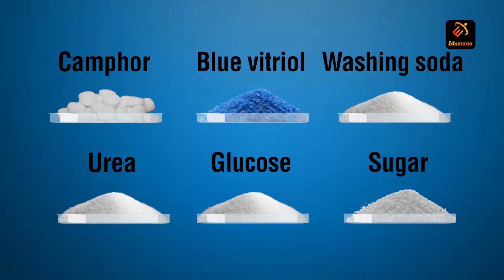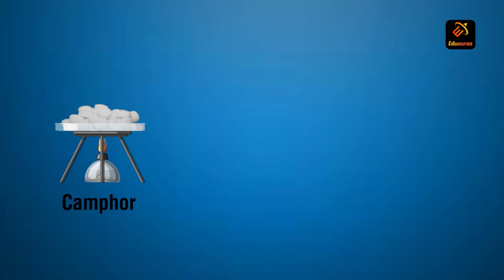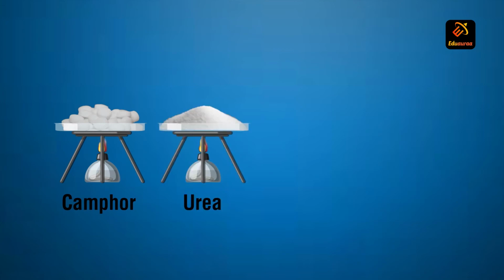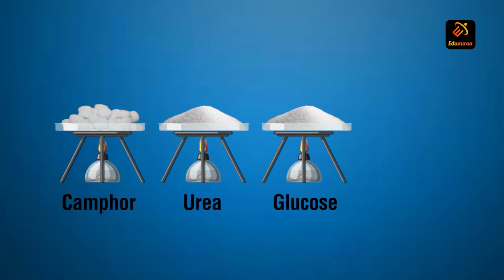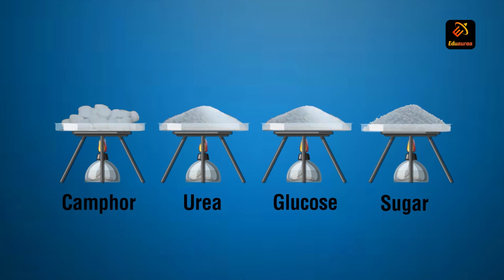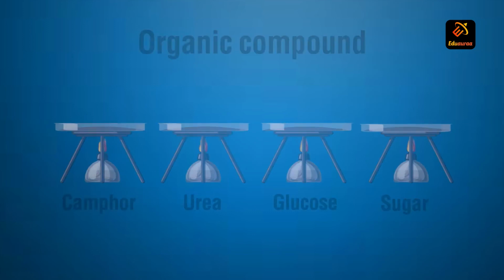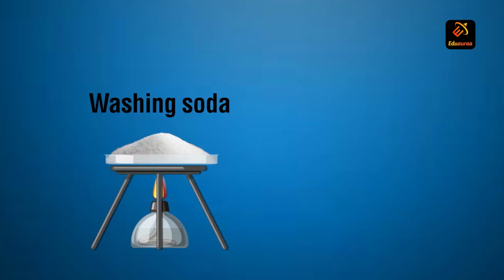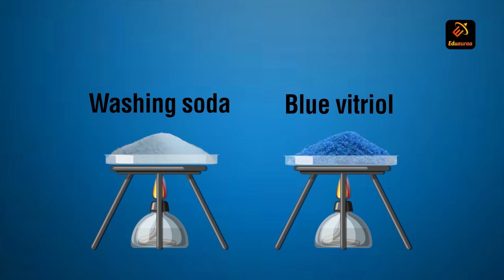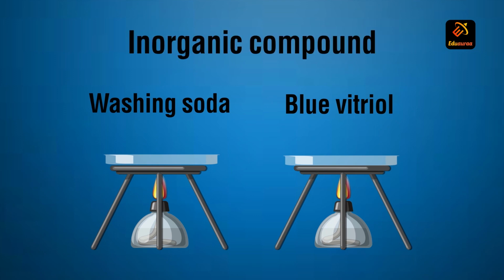After some time, you will observe that in case of camphor, urea, glucose and sugar, there is a black deposit which is being left. This black deposit is of carbon. So we can call these substances organic compounds. But in case of washing soda and blue vitriol, they will simply decompose. You won't see a black deposit. So we call these substances inorganic compounds.